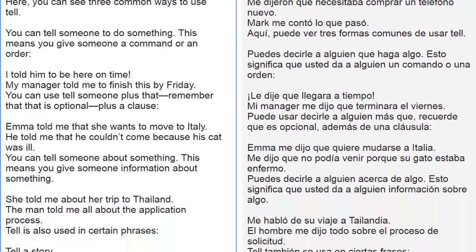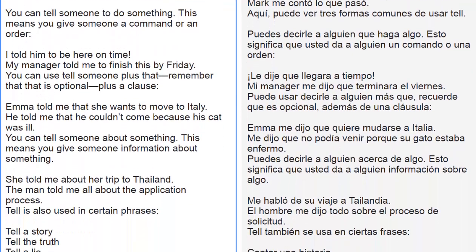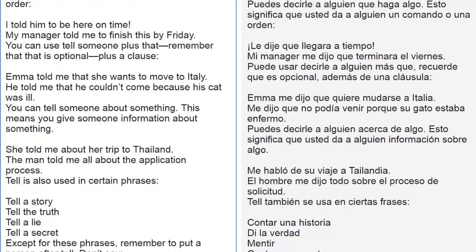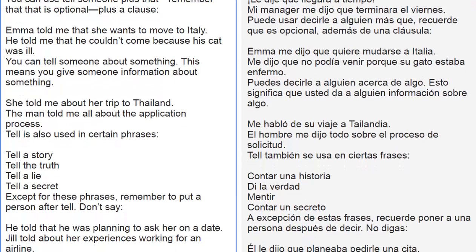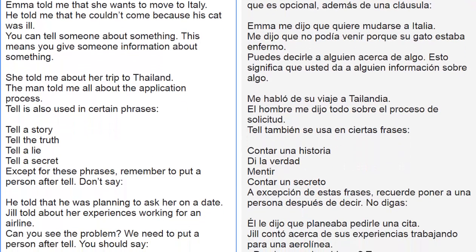You can tell someone to do something. This means you give someone a command or order. I told him to be here on time. My manager told me to finish this by Friday. You can use tell someone plus that. Remember that that is optional, plus a clause. Emma told me that she wants to move to Italy. He told me that he couldn't come because his cat was ill.